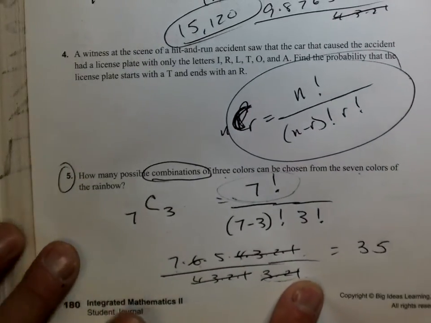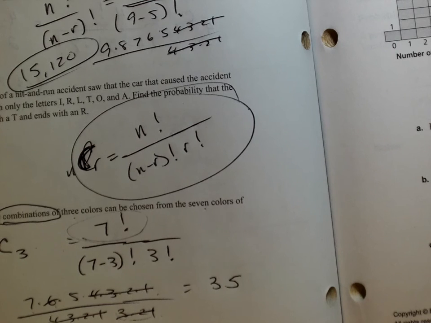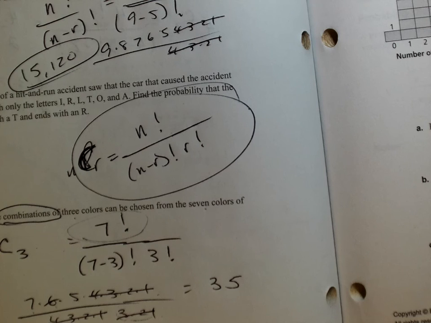Oh, wait, guess what? 35 is right here on Pascal's triangle. Check it out. Pascal's triangle is combinations.